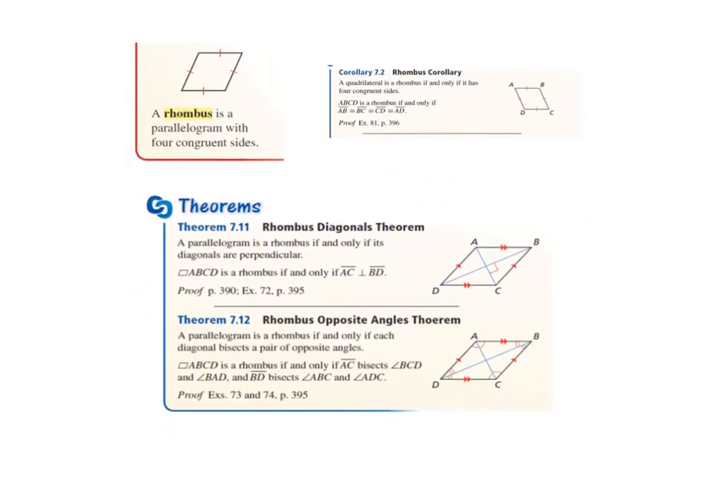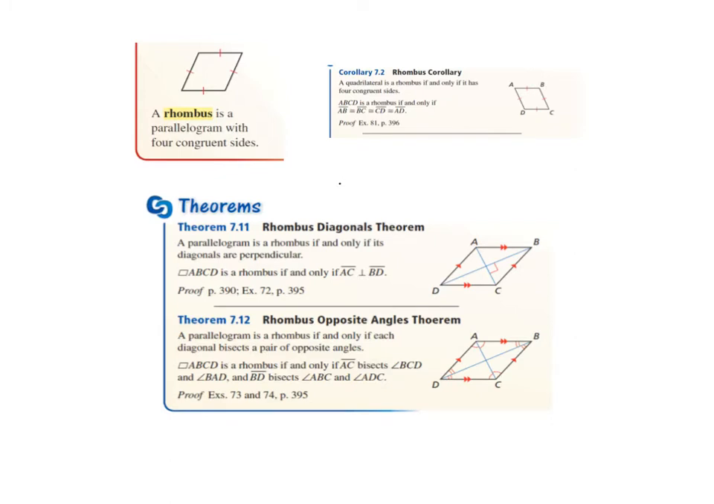So here are some theorems and corollaries. A rhombus is a parallelogram with 4 congruent sides. So that's it. It's not talking about angles. All it's saying is that, number one, it's a parallelogram, so it has all the properties of a parallelogram. And secondly, it just has 4 sides that are congruent. And then the rhombus corollary is stating that if you have a quadrilateral that has 4 congruent sides, then you have a rhombus.